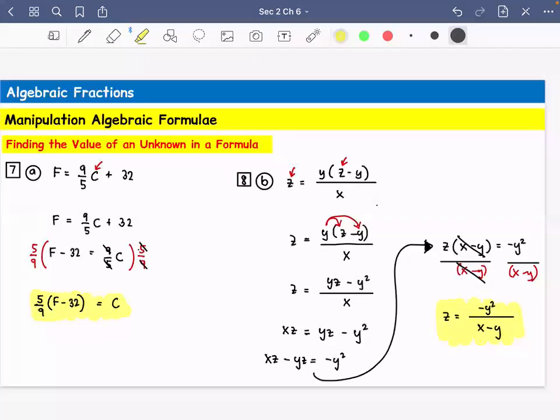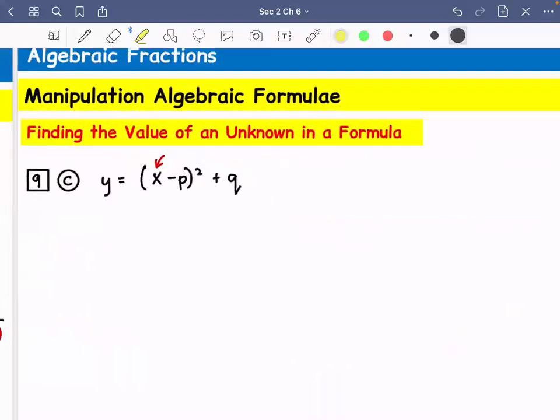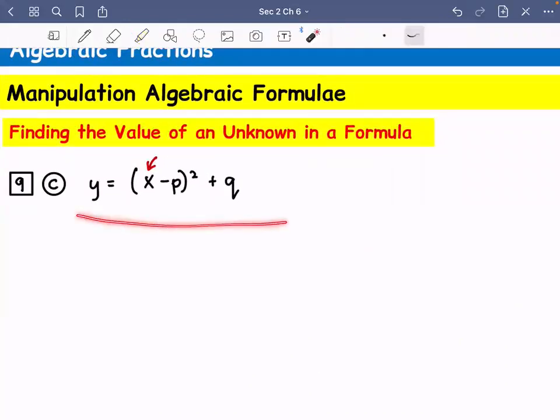Okay, so last example. We have y is equal to (x minus p) squared plus q. Now we need to make x the subject of the formula. But then we encounter this square here. Again, how do we get rid of a square? The only way is to get the root of this, but we still need to transpose this first.